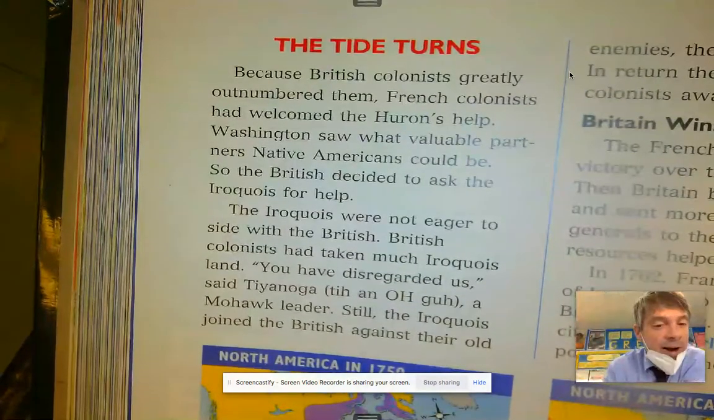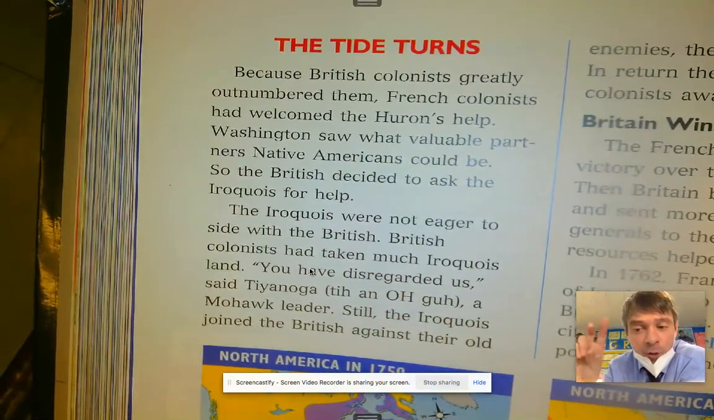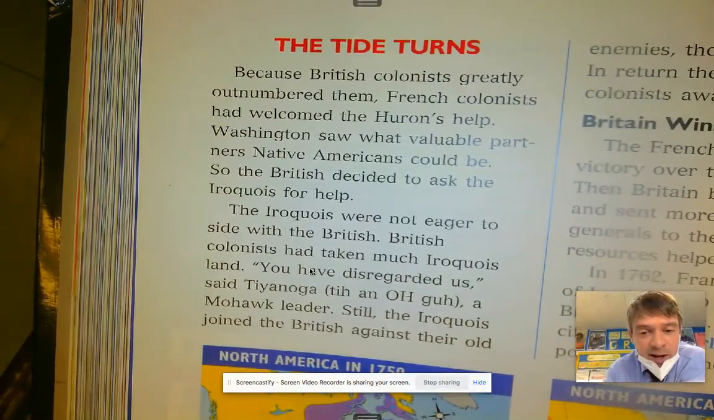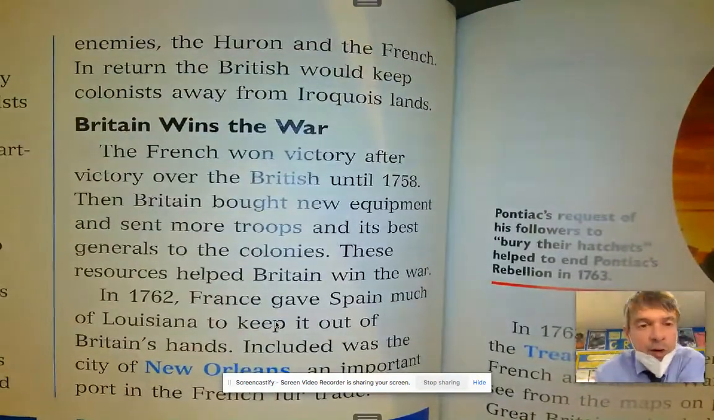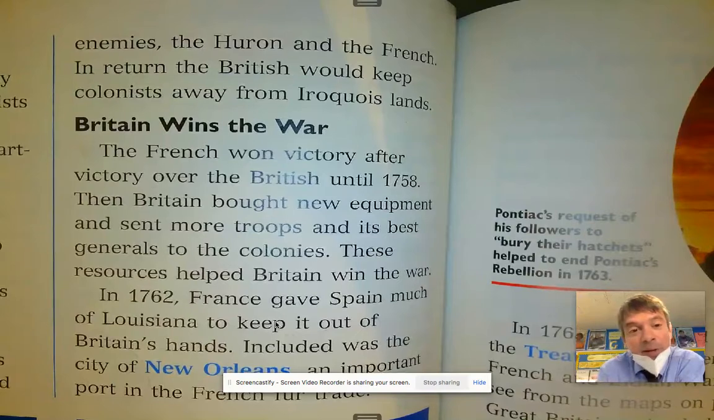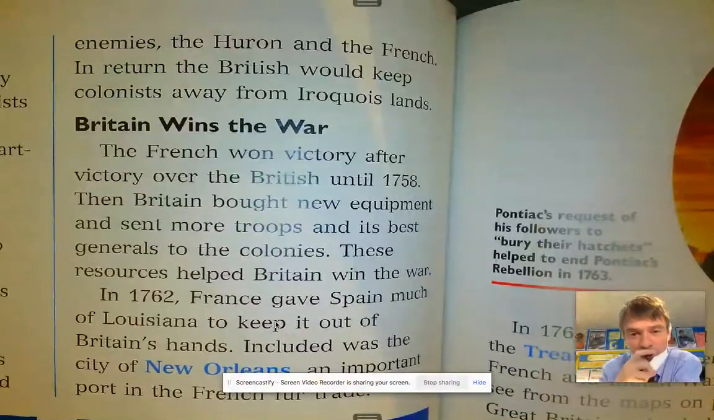The Iroquois were not eager to take sides with the British. British colonists had taken much Iroquois land. You have disregarded us, said Tioughnioga, a Mohawk leader. Still, the Iroquois joined the British against their old enemies, the Huron and the French. In return, the British would keep colonists away from Iroquois lands. So the Iroquois basically joined the British side. They didn't really want to, but they did because they were enemies with the Huron and the French.